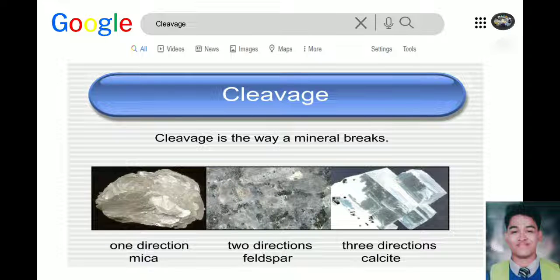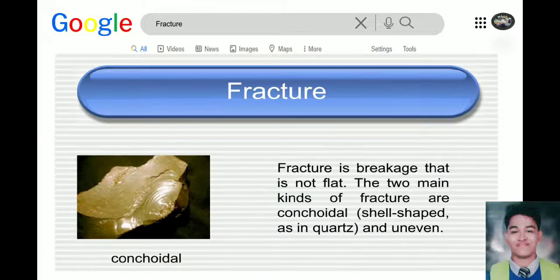For the next slide, which is the cleavage, as I have mentioned earlier, it is the way a mineral breaks. The one direction, as we call it, is mica, two directions is feldspar, and three directions is calcite. Now for the next characteristic or property, which is the fracture. Fracture is the surface that is broken which is not flat, that is obviously different from the cleavage planes. There is a curved, rippled fracture that is termed as conchoidal, or the shell-shaped fracture that you are seeing here on the slide.